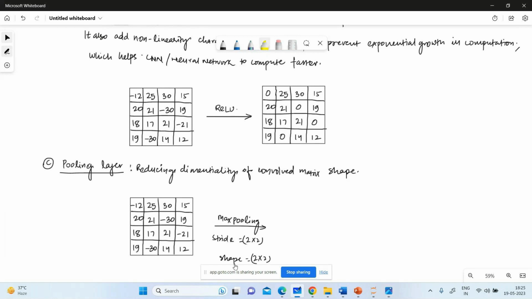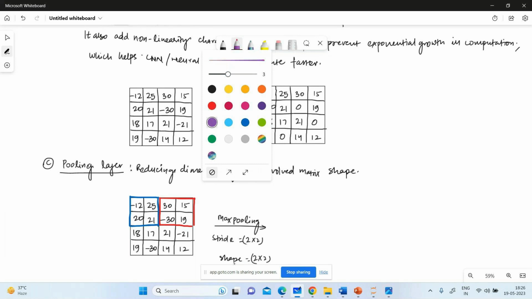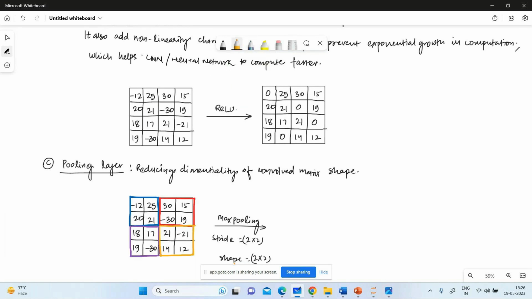Now we will take the values like this. Here we go. This is my first 2 cross 2 matrix which will be selected. This will be the second matrix that will be selected. This will be the third, and the fourth will be like this. It goes all the way through the max pooling, and according to the shape it will select 4 values. Those 4 values are the max of each region. Let's eliminate the negative terms. Now tell me, in this selected region, what is the maximum value? 25.